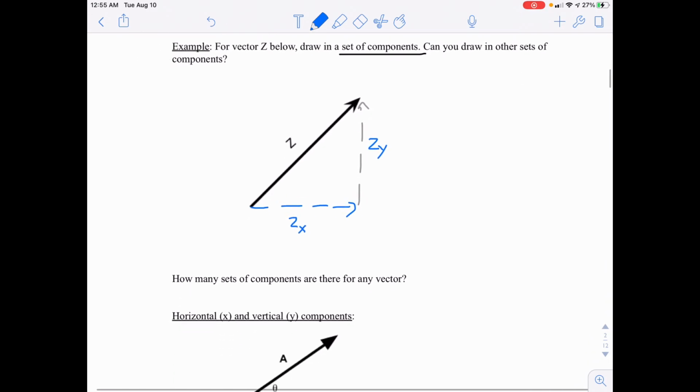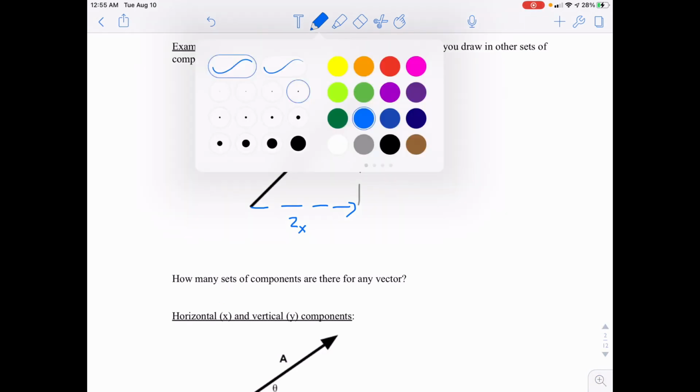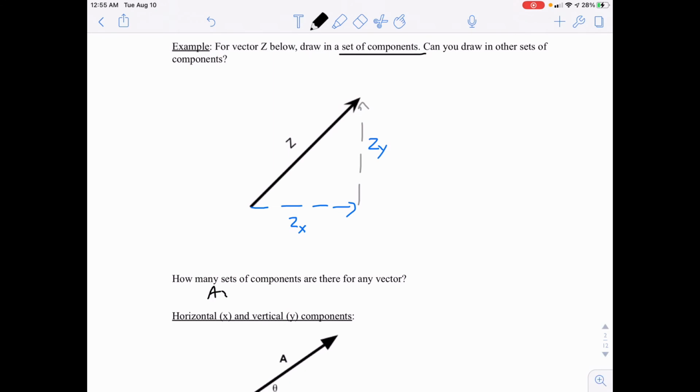Okay. How many sets of components are there for any vector? Always 2. You will always have horizontal and vertical components. Remember, components just mean the part of the vector that's pointing either in the x or y direction. That's all that means.